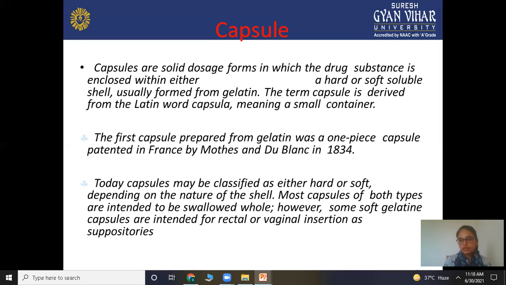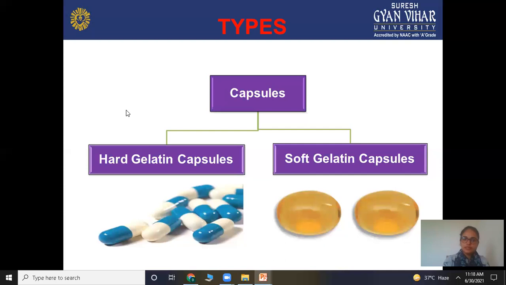And in this, other than the oral route, you can also say that some capsules are available in other routes like rectal and vaginal insertion, and suppositories are also capsule forms. So this is regarding the introduction of the capsule.